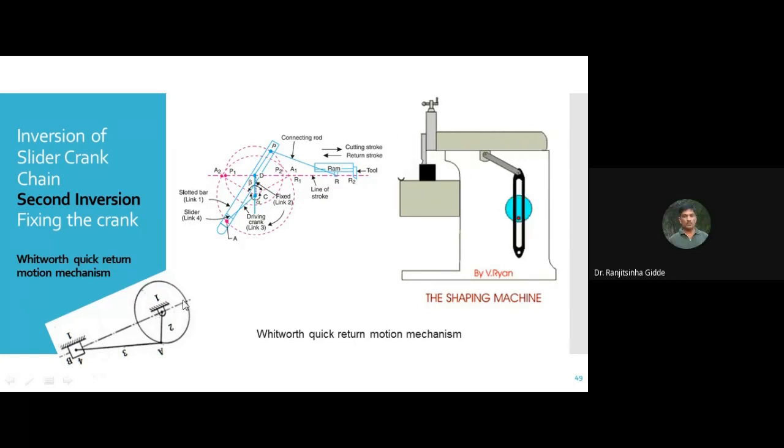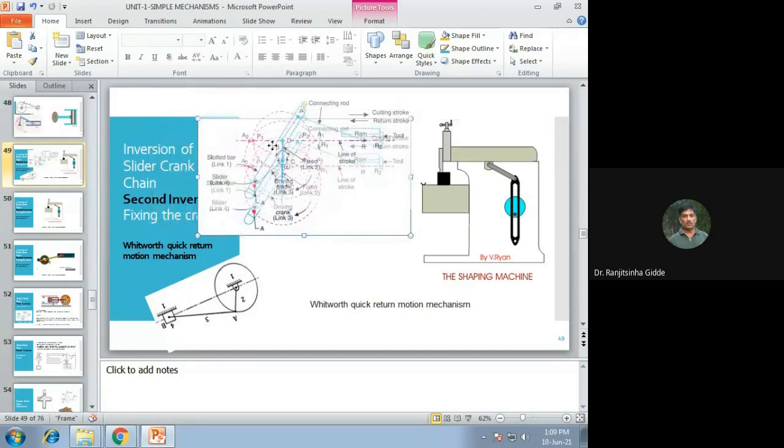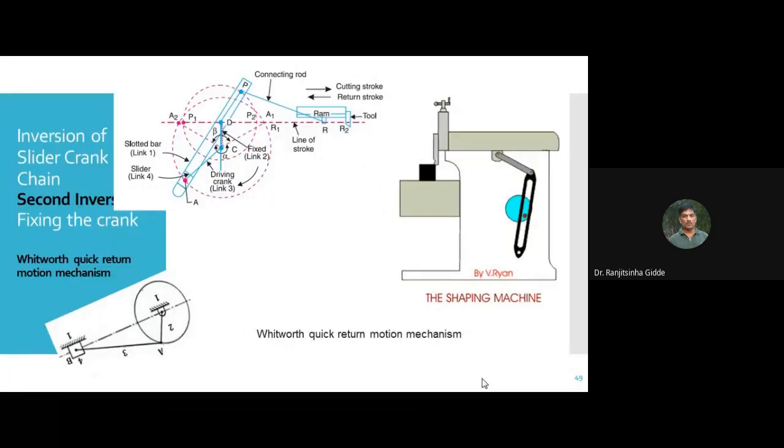Okay. I copied the diagram of the first inversion and placed it here. Link 1 was fixed earlier. So this is 1, this is 2, this is 3, and this one is 4. Here we need to have those in the same format. So this hatching, whatever you are observing in this diagram, I will make it slightly bigger. Okay.